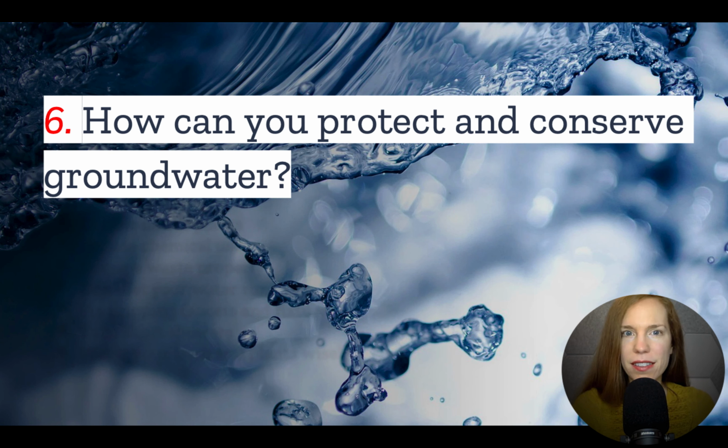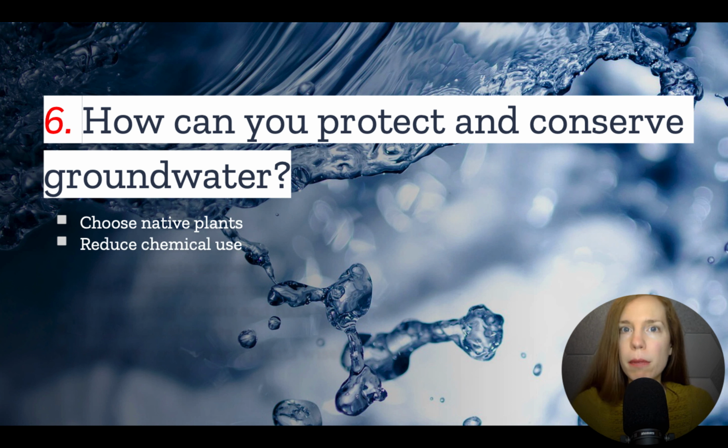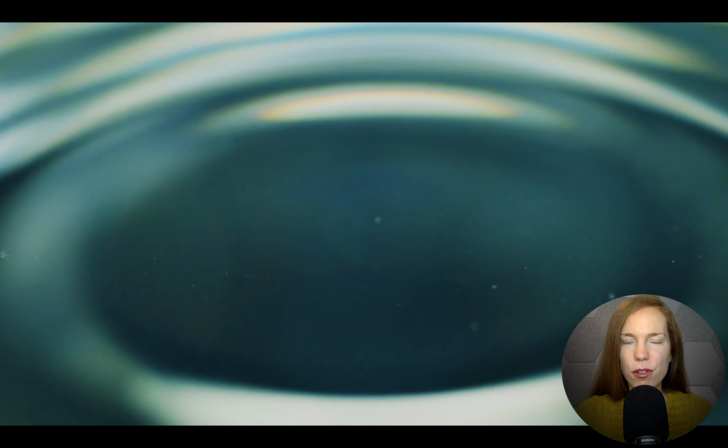And number 6, how can you protect and conserve groundwater? As we've already covered, groundwater is a very important resource, but it is a finite one, and if you overuse it, it won't be available for the future. So here's what you can do. When landscaping your property, choose native plants that use less water. Reduce chemical use on your property in order to avoid contamination. In a similar vein, manage your waste properly. The most important thing here is to check that your septic system is in good working condition at all times. So that covers the basics of groundwater tables.